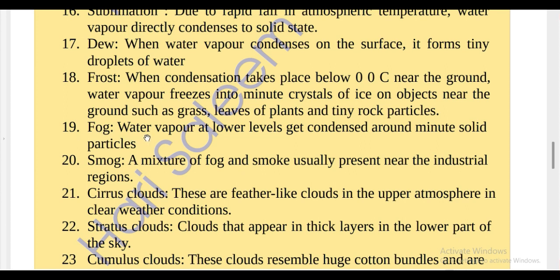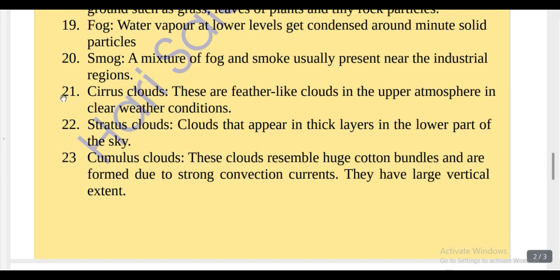Fog, water vapor at lower levels gets condensed around minute solid particles. Smog, a mixture of fog and smoke usually present near the industrial regions. Cirrus clouds. These are feather-like clouds in the upper atmosphere in clear weather conditions.